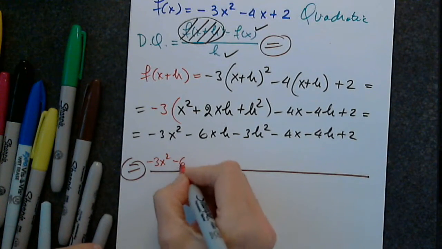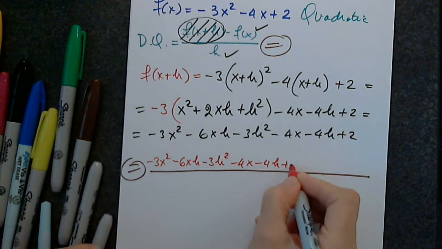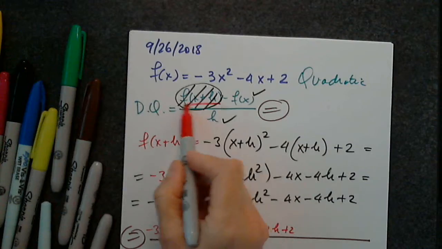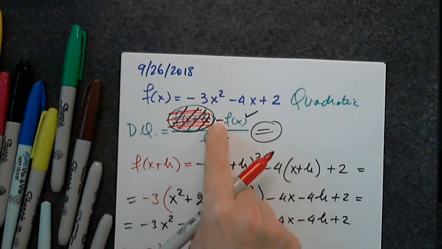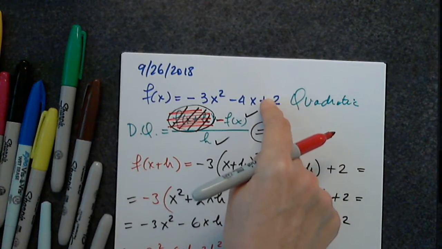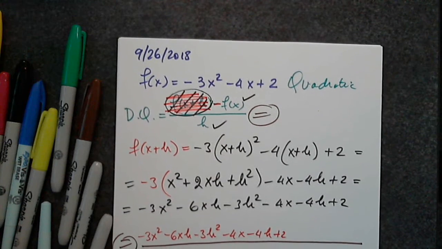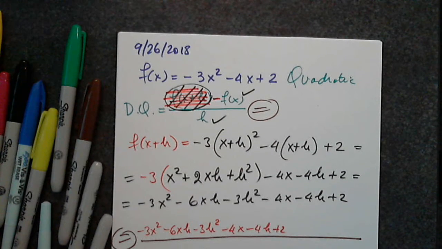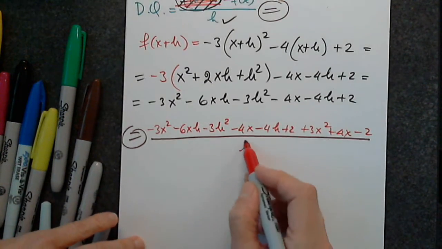Negative 3x squared minus 6xh minus 3h squared minus 4x minus 4h plus 2. This is just this piece. Now I reach the minus, but minus needs to be distributed to all three terms. What would you tell me to write? Plus 3x squared. Very good. Awesome. And now the denominator.